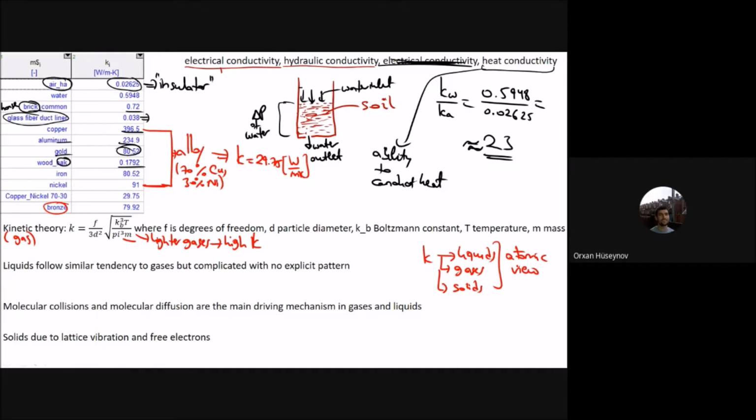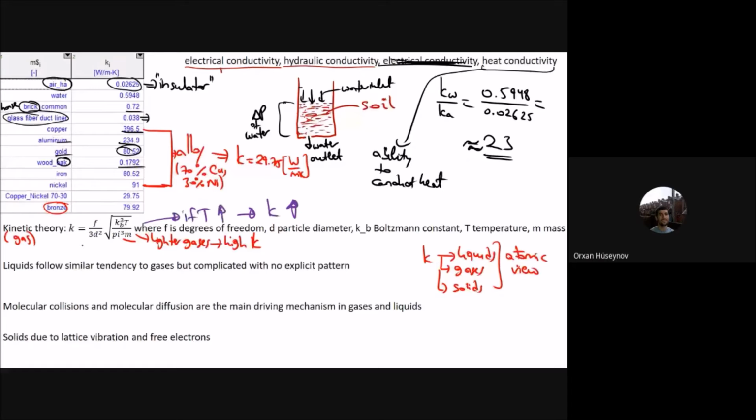Okay. This is the first result from the kinetic theory of the gases. The second result from the kinetic theory of the gas is that if the temperature is increased, then the conductivity will increase too. If you increase the temperature, the conductivity increases. But it is the opposite behavior with the mass or the molar mass. If you increase the molecular masses, then the conductivity will drop.